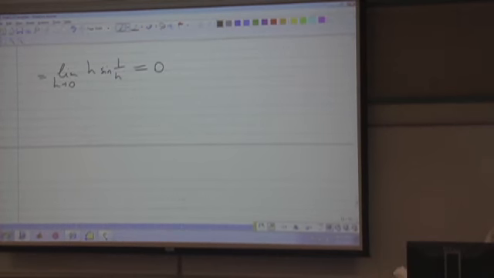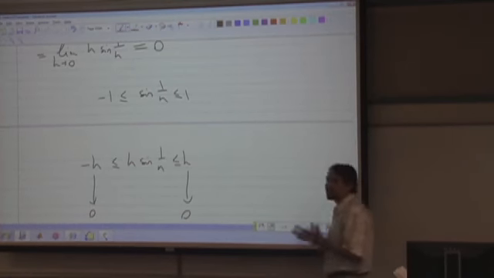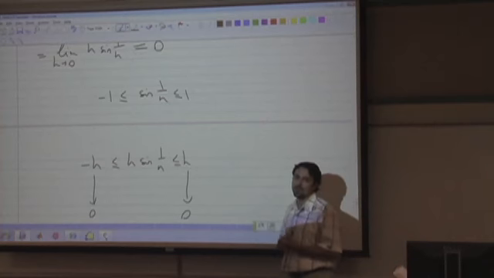The squeeze theorem. Why? Well, minus 1 is less than or equal to sine of 1 over h, which is less than or equal to 1. Which means minus h is less than or equal to h times sine of 1 over h, which is less than or equal to h. Minus h goes to 0, h goes to 0, so it'll force the middle term to go to 0 as well. Key idea is sine is bounded between minus 1 and 1, and h goes to 0, so it doesn't matter what value it gets. The point is, it'll end up being 0, right?